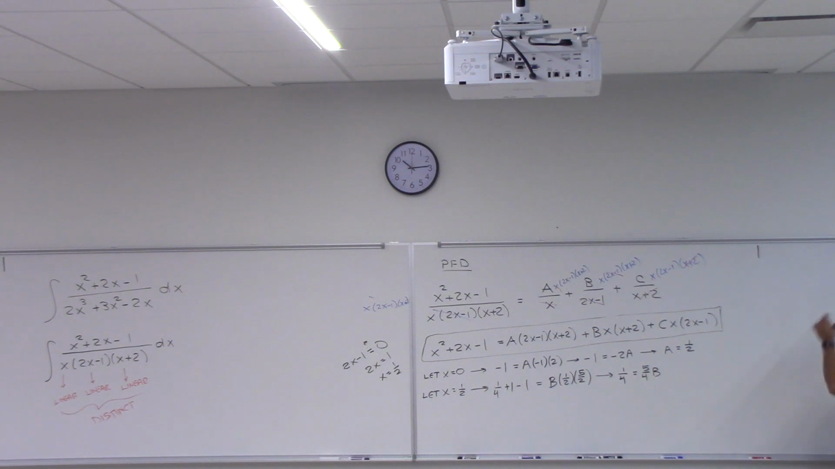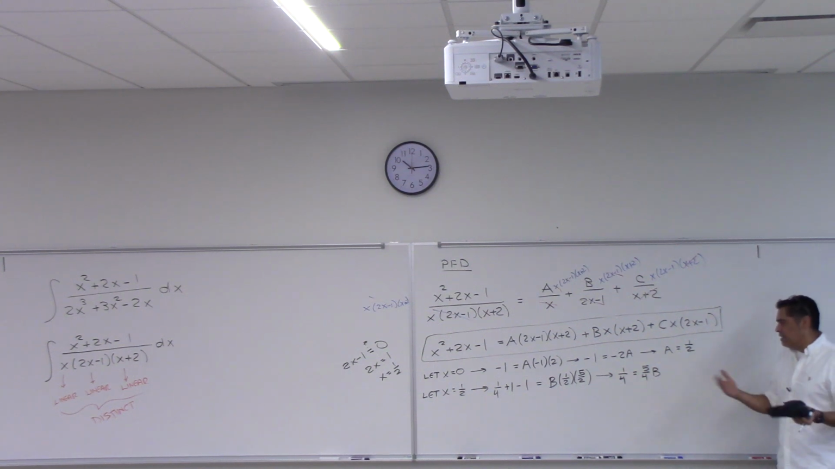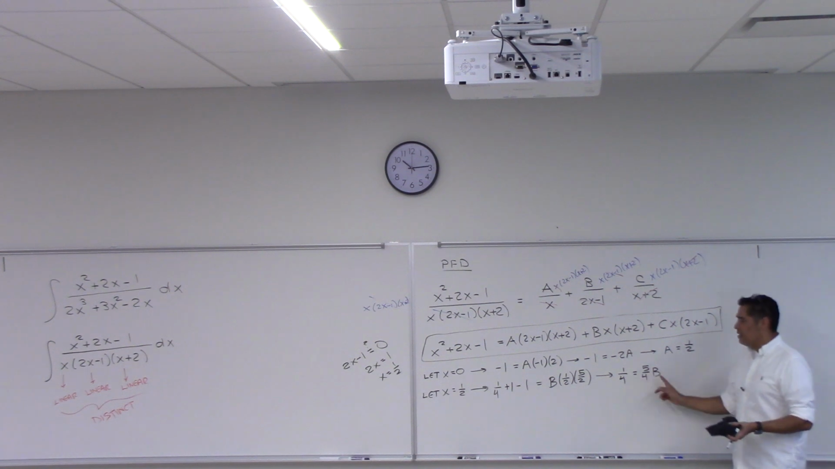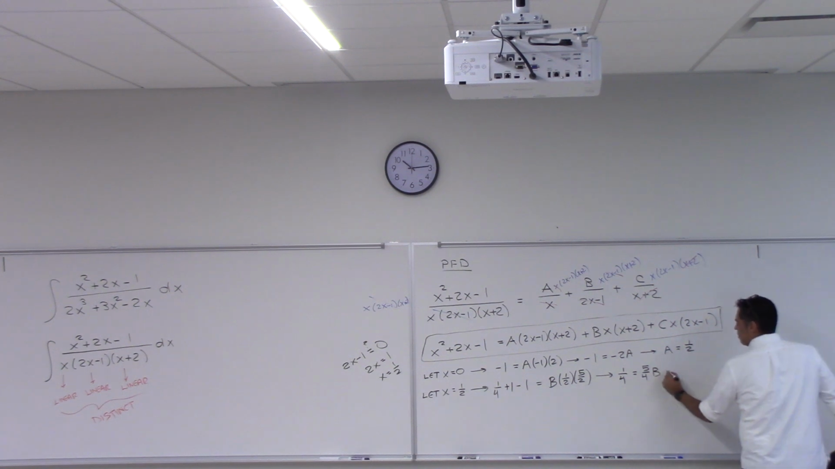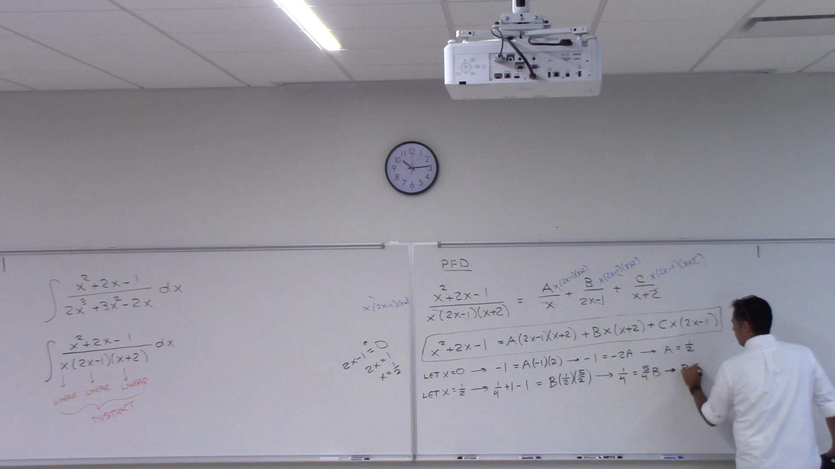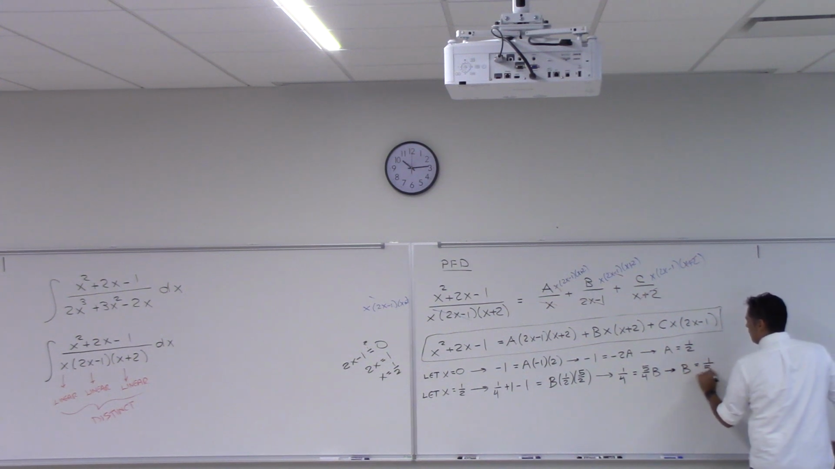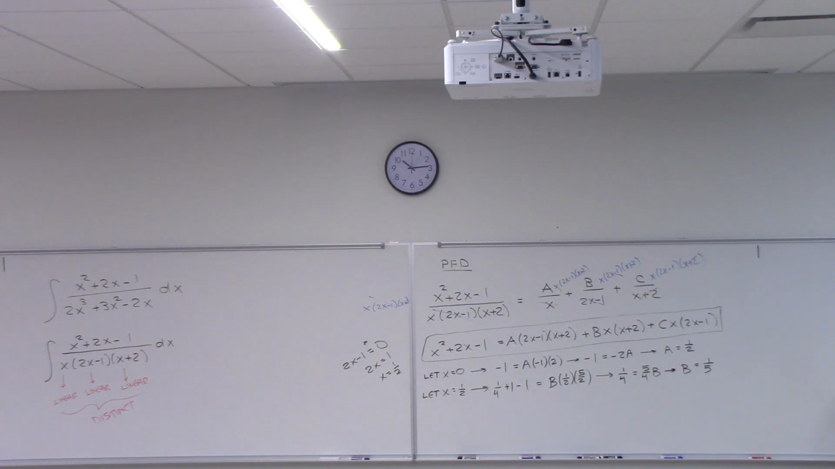What now? Multiply by 4/5, or you could say divide by 5/4. Either way, you need to get B by itself, and I trust that your Cal 2 students could get B as what? 1/5. All right, we got 2 of the 3. All right, last one. We need to see if we can find C.